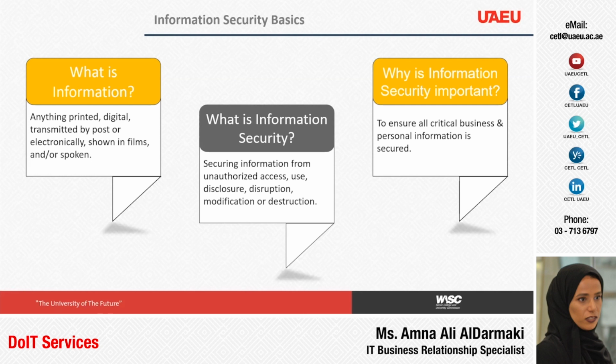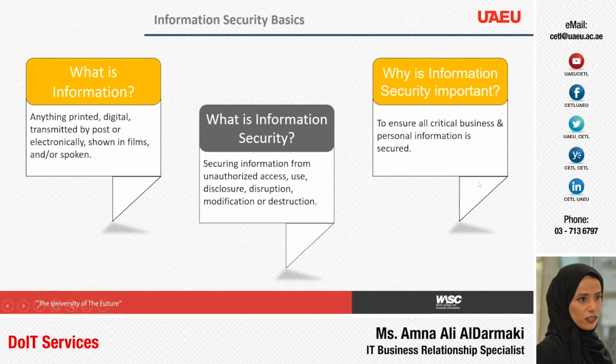What is information? As you know, information can be anything, printed or digital, transmitted by post or electronically, shown in films or spoken. Basically, everything that we see could be information. And what is information security? Information security is to secure this information from unauthorized access, use, disclosure, disruption, modification, or destruction.